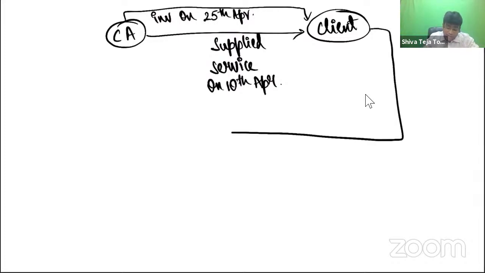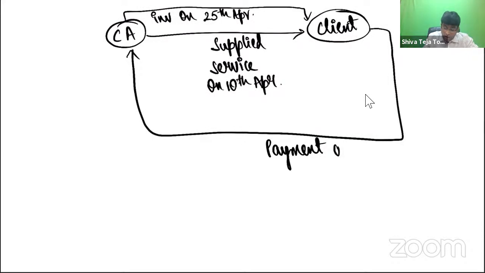But the problem is, the client has made payment to the chartered accountant on 10th December. Somewhere in April, the chartered accountant has given an invoice to the customer, and payment is made on 10th December. This is a very practical issue.